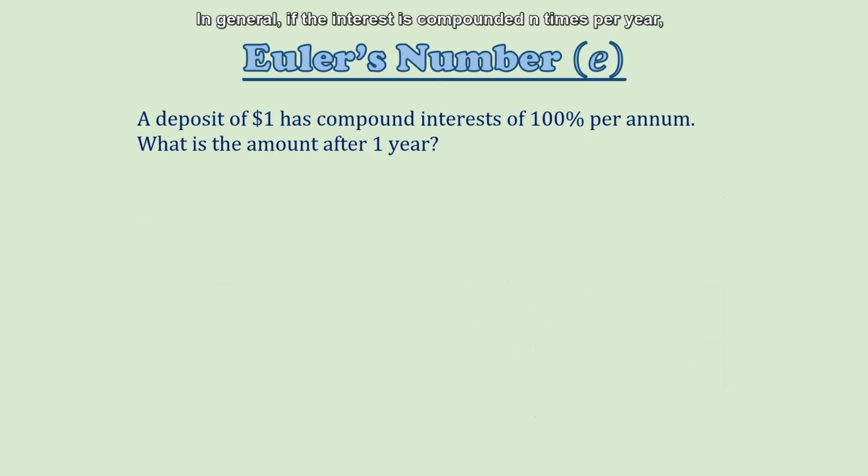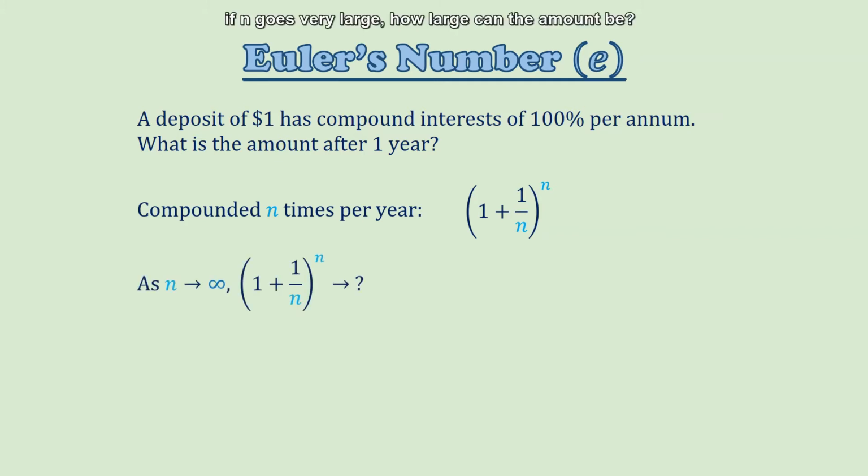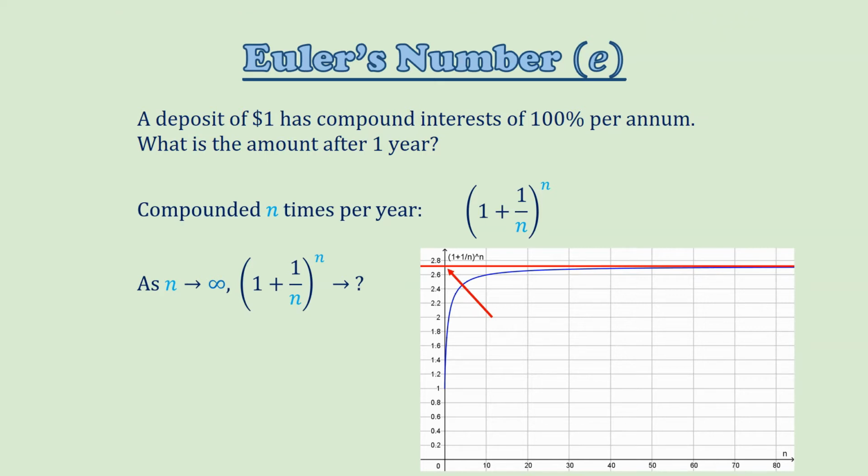In general, if the interest is compounded n times per year, then the amount will be equal to (1 + 1/n)^n. Now the question is, if n goes very large, how large can the amount be? Can the amount be very large as well? The answer is no. In fact, if n goes very large, the amount will reach a limit which it cannot exceed. This limit is known as Euler's number.